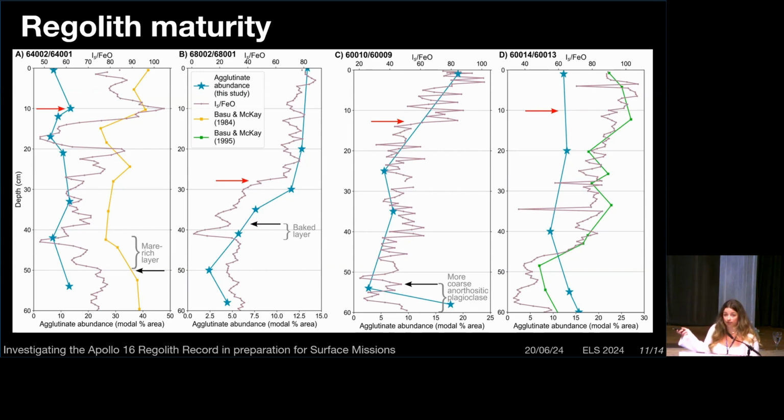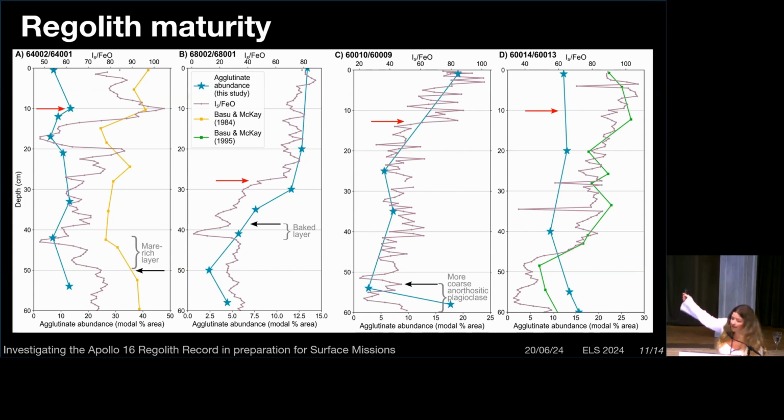So these are the agglutinate counts from ChemScan. And the green and yellow lines are previous optical counts of agglutinates from the literature. What you should hopefully be able to see is that our agglutinate counts correlate really well with the literature, which is great because it means we can use them to look at stratigraphic horizons in the regolith.